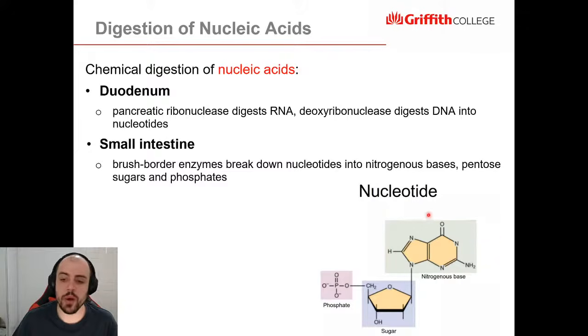So basically, this is what a nucleotide looks like. What it does is break that down into its nitrogenous bases, pentose sugar, and phosphates. What that means is that our nucleotide, which is what our DNA is made up of, is going to be cut here, releasing this nitrogenous base. It's going to cut here to release this sugar, and cut here so we have our phosphate. It's just going to take those three major components, break them apart, and send them on their way. Nice and simple. That happens in the duodenum and in the small intestines.